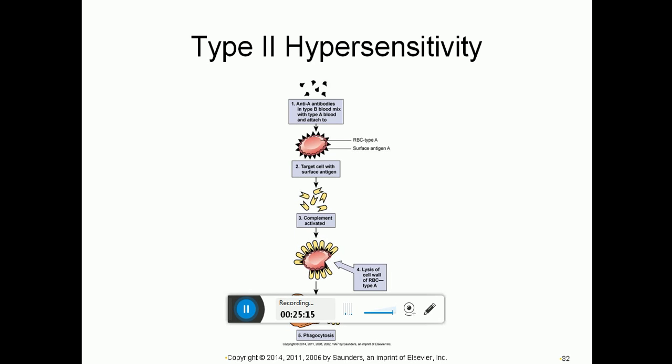So here's type 2 hypersensitivity. You see the antigens coming in. They are destroyed by the antibodies, leading here to the destruction of the red blood cell that you got. So the red blood cell that is damaged is the one that was transfused into your body, not your own.